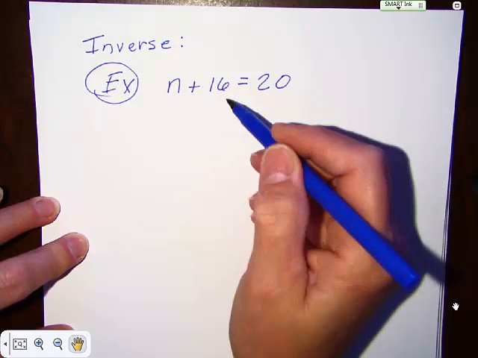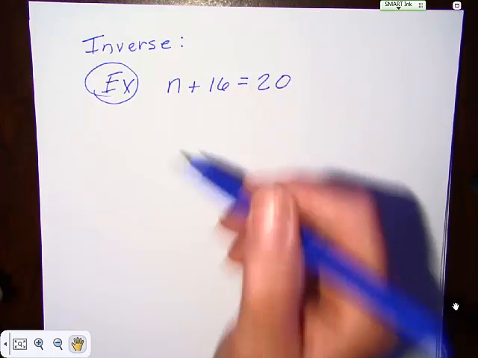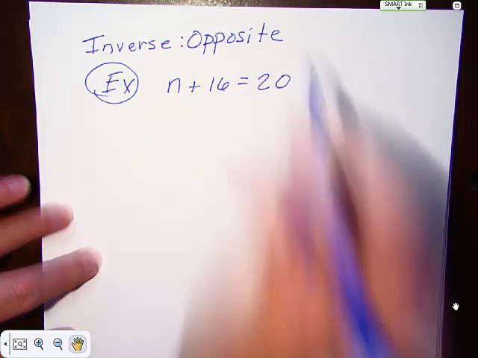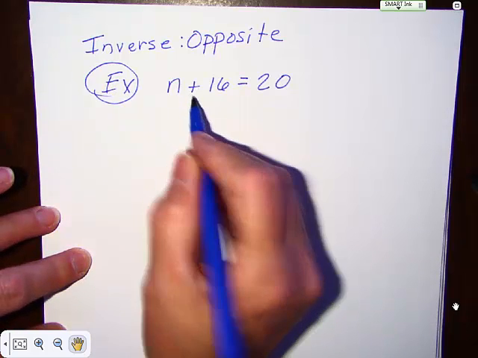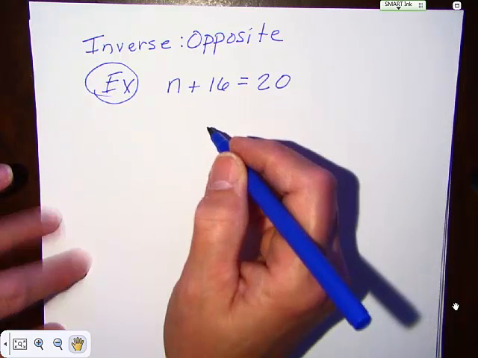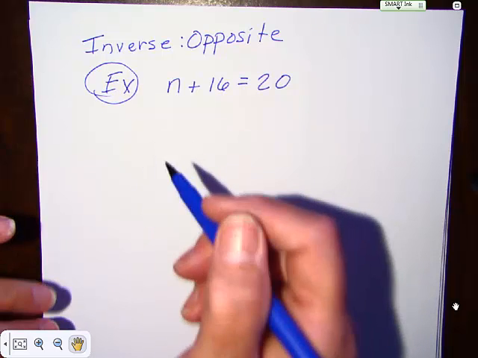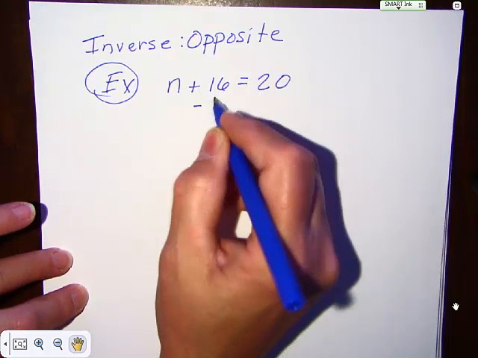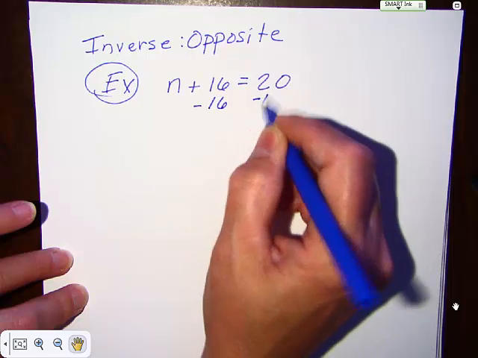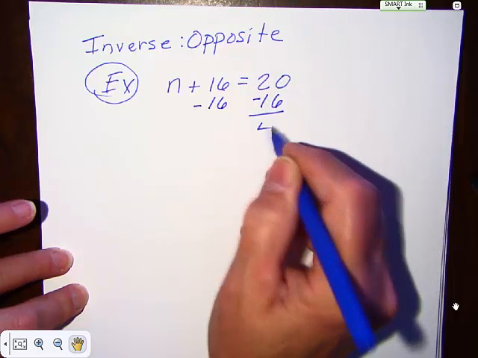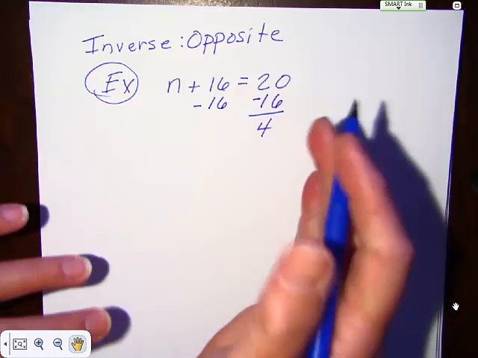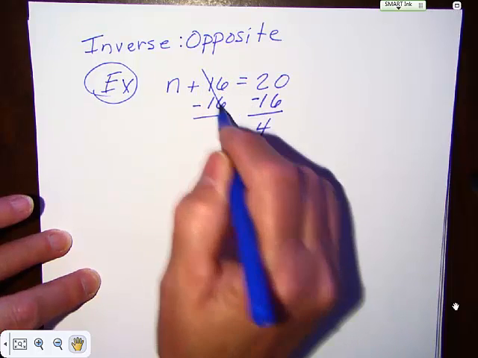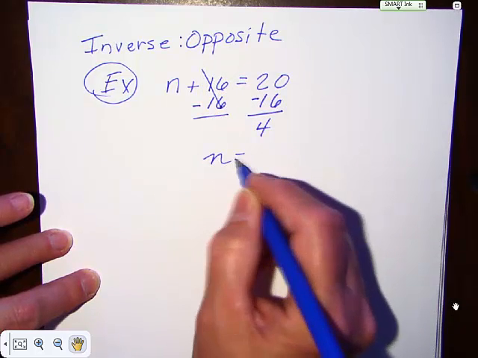Well, the opposite of addition, or inverse, opposite and inverse, I'm going to write that up here because they are basically the same when it comes to math. The inverse for addition is subtraction. So if we want to find out what n is, we subtract 16 from 20, and we get 4. Well, we all know that if we subtract from one side, we have to subtract from the other. So if we subtract 16 from this side, it goes away, and we're left with n equals 4.